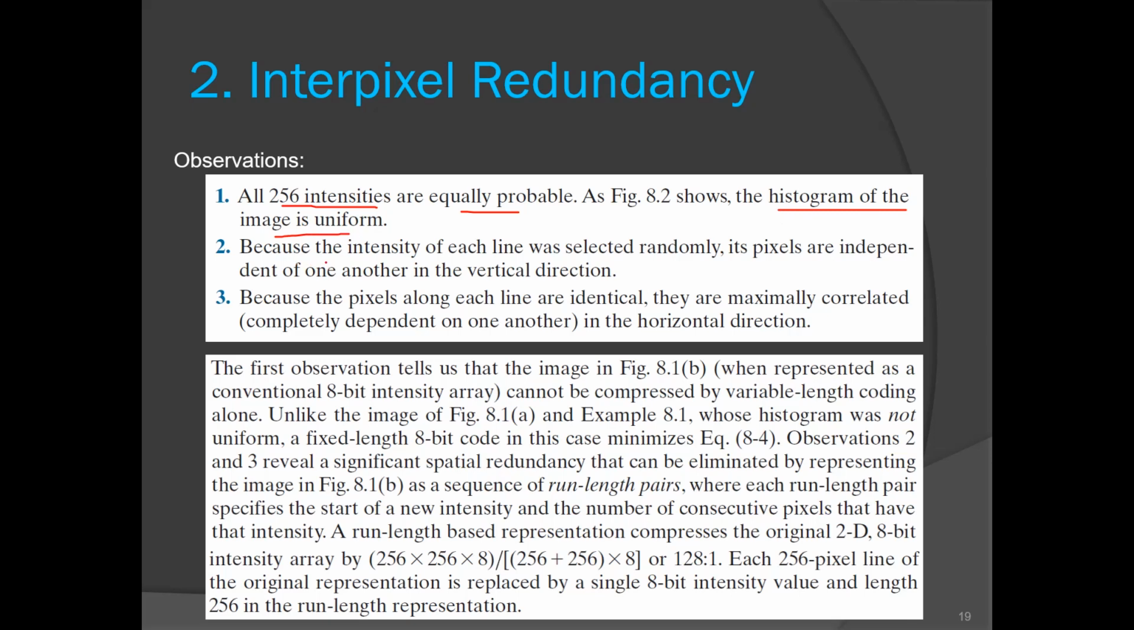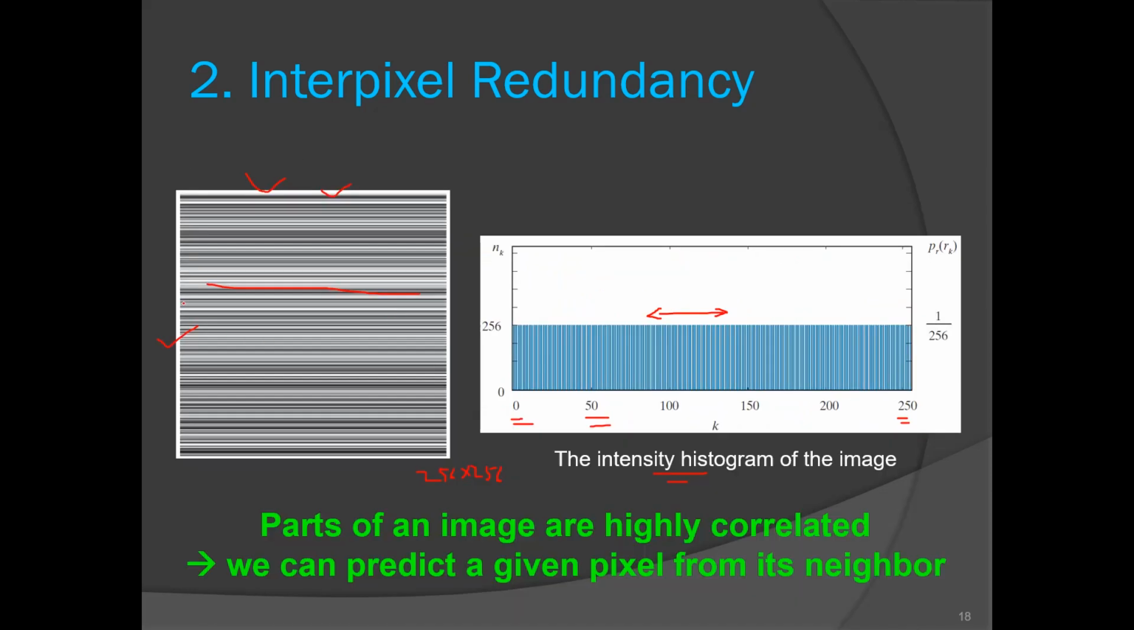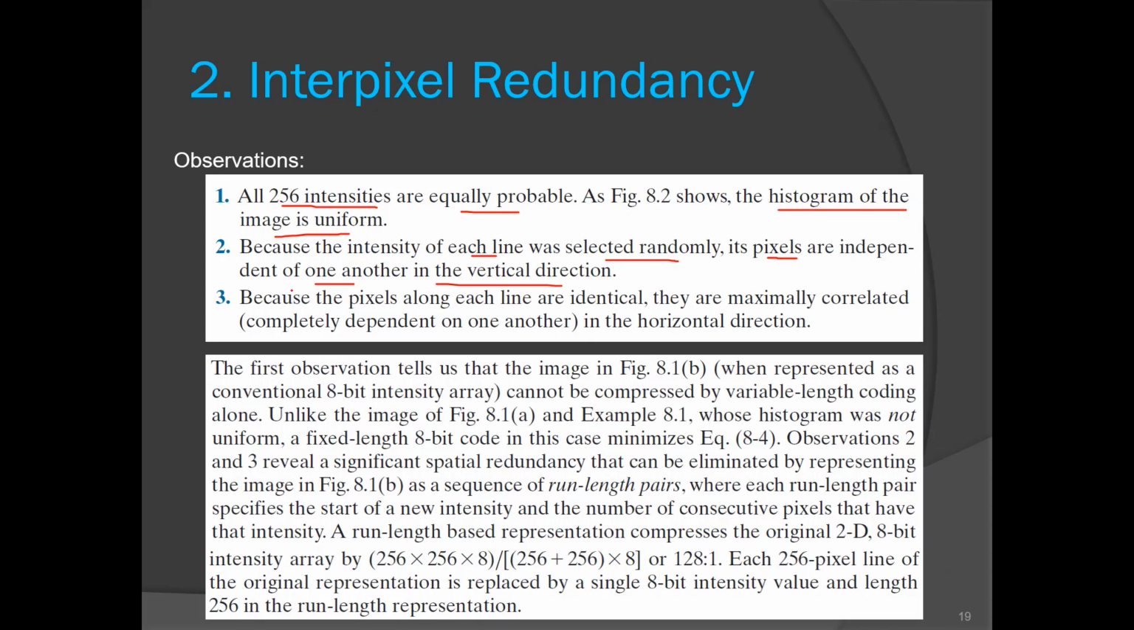Second observation is, because the intensity of each line was selected randomly, its pixels are independent of one another in the vertical direction. Along one line we have selected the same intensity, but the intensities along the vertical line are independent. Because the pixels along each line are identical, they are maximally correlated in the horizontal direction. These are the observations.